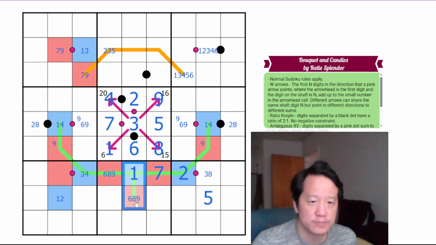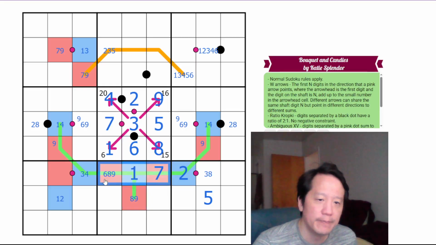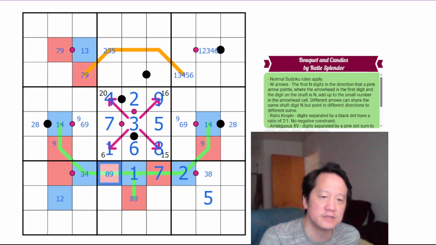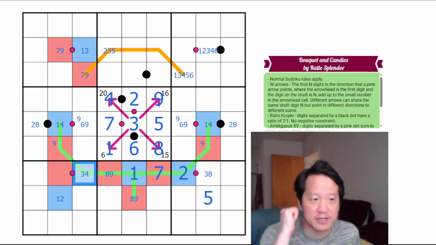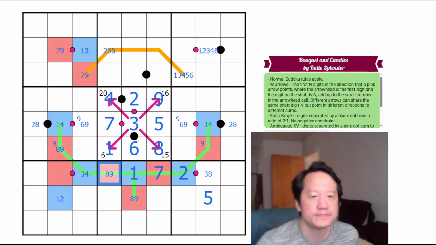Okay. This can't be 6 because of 6 in the column. 3 and 4 here must be next to another digit here, which means this can't be 6 because 3 can only be next to 8 or 9, 4 can only be next to 9, so this is 8 or 9 too.